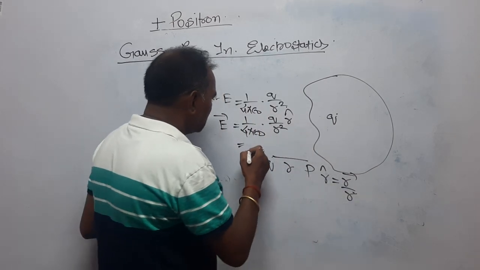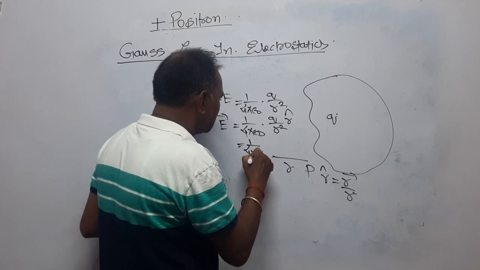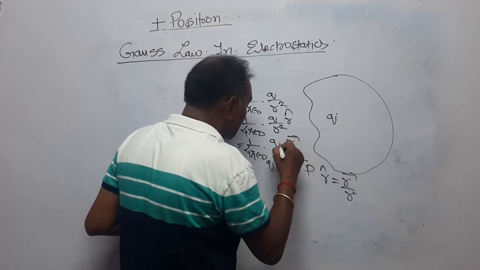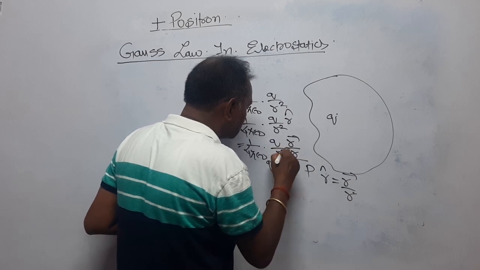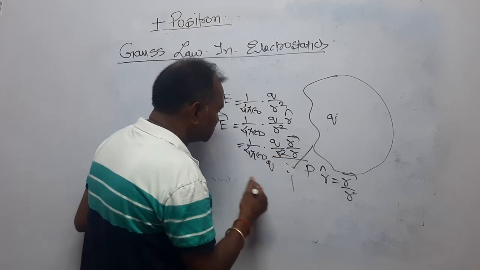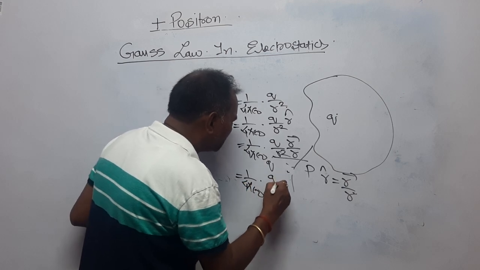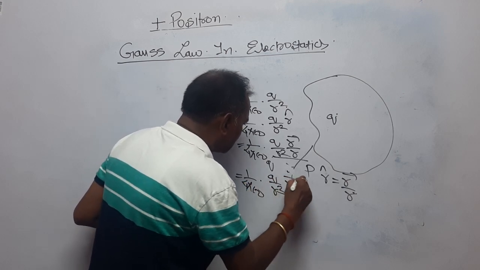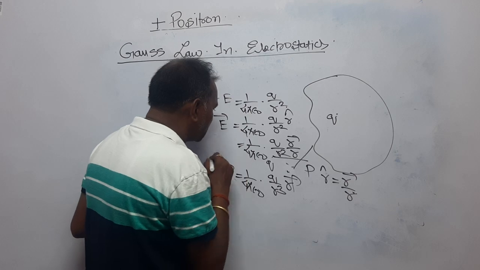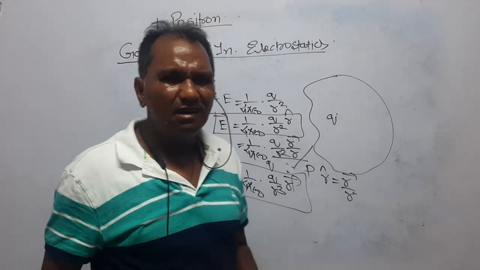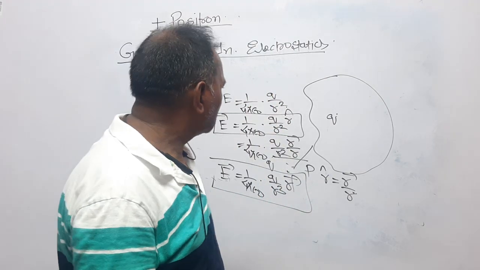So it becomes 1 upon 4 pi epsilon naught Q vector R upon R, and this is R square already. So it becomes 1 upon 4 pi epsilon naught Q upon R cube vector R. In this way you can write, or in this way you can write, right? Any way you can write.